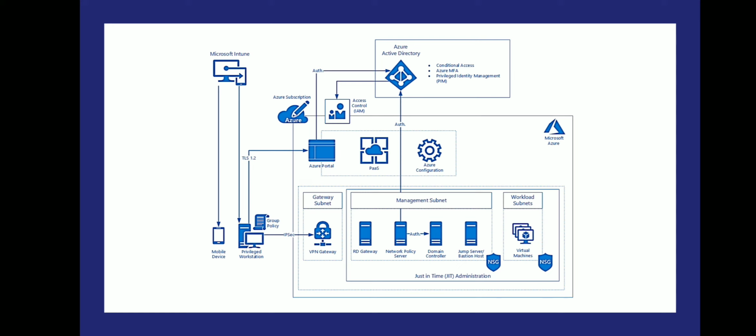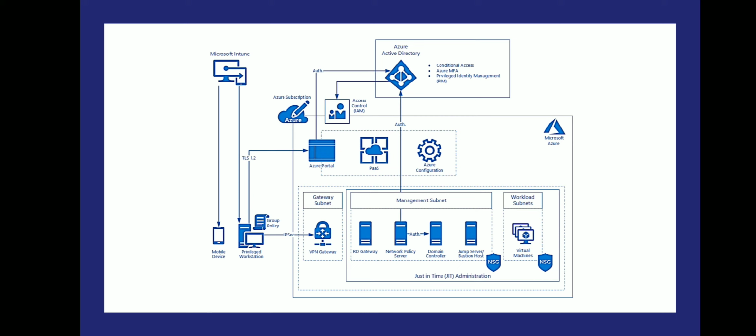Identity and access management. Once the privileged account has been securely identified and roles activated, the administrator is provided access to Azure subscriptions and resources that they have been assigned permissions to through identity and access management. Azure workload administration. This is also just-in-time access. Here we use Azure VPN gateway, RD gateway, which is remote desktop gateway, network policy server, Azure MFA, and the jump server. Just-in-time access is used to obtain access to virtual machines.